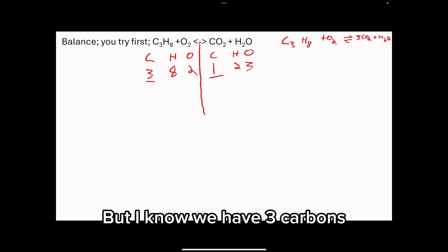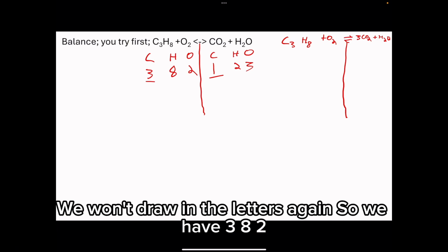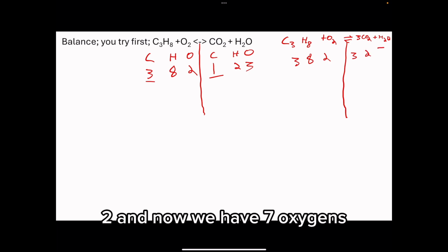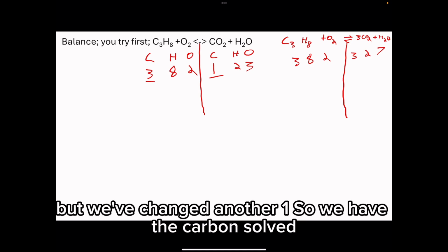But I know we have 3 carbons. Well, we'll draw a chart again to keep things consistent. We won't draw in the letters again. So we have 3, 8, 2. And here we have 3, 2, and now we have 7 oxygens. So we've solved one, but we've changed another one. So we have the carbon solved.